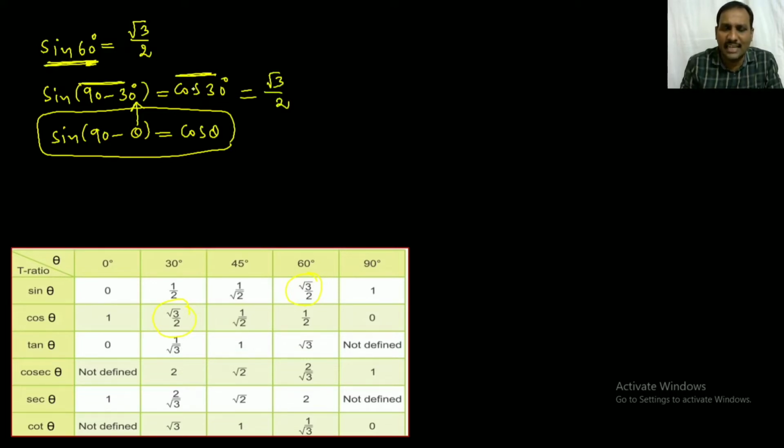Means sine 60 is equal to cos 30. You can observe from the table also. Let us take one more example. Like you can take tan 30 degrees. Let us take tan 30 degrees. What is tan 30? It is 1 by root 3.